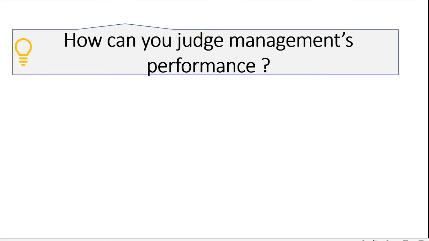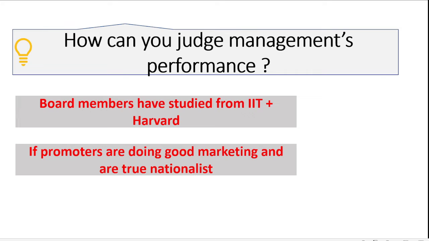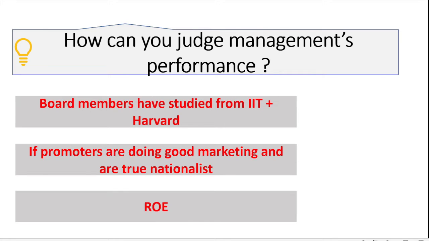Let me pose a question to you. How can you judge management's performance? Can you say a management is good if the board members have studied at IIT and Harvard? Or can you say management is good if promoters are doing good marketing and are true nationalists? Or should it be ROE? The answer is ROE.